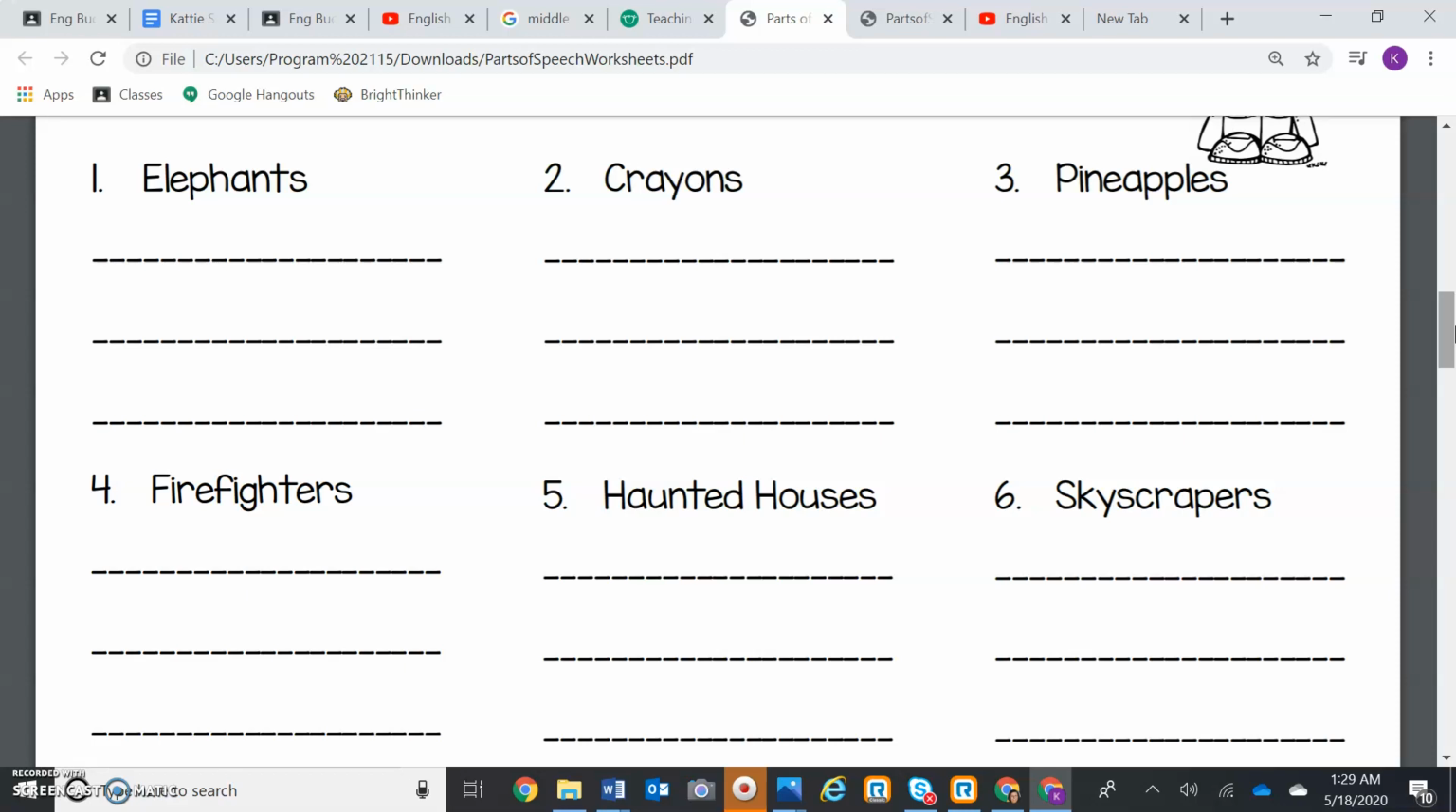And the last one, number 6, skyscrapers. Skyscrapers are really tall buildings. So tall, big, concrete. Maybe they're made out of concrete. Ginormous. Really tall. Whatever you can think of to describe skyscrapers. And if you can't think of words to describe these things, you can also use your phone or your internet. Look up what describes an elephant, crayons, pineapples, firefighters, haunted houses, skyscrapers. Write down 3 words for each of them.